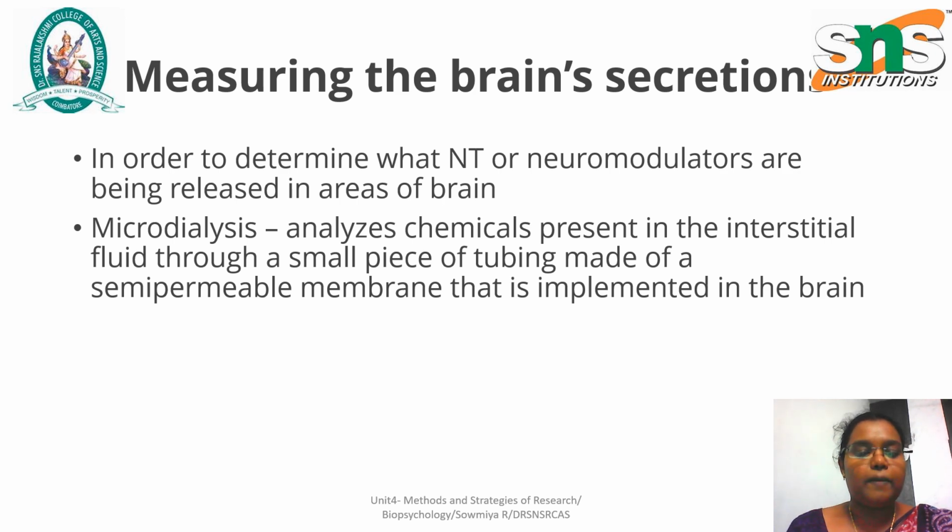Neuroimaging techniques such as positron emission tomography, PET, and single photon emission computed tomography, SPECT, can be used to measure the level of neurotransmitters in the brain by using radiolabeled ligands that bind specifically to the specific neurotransmitter receptors.